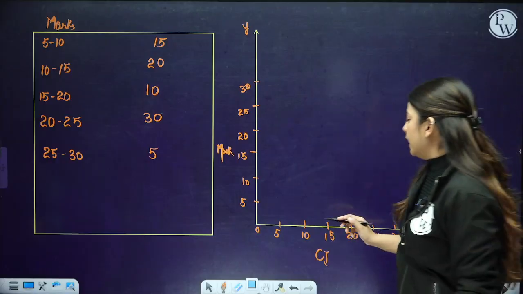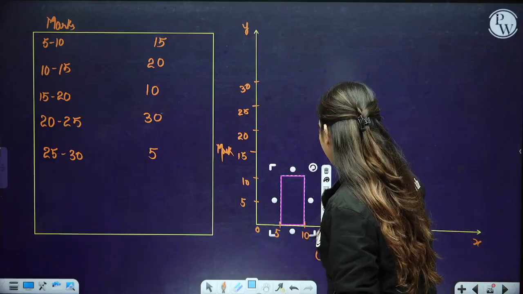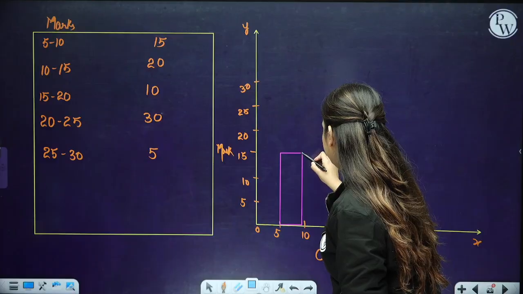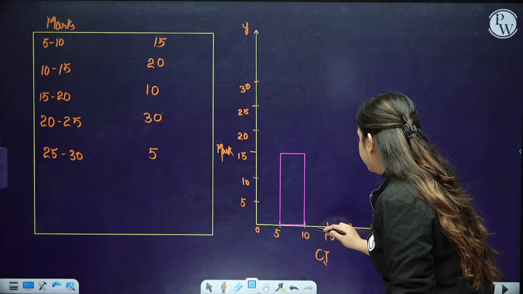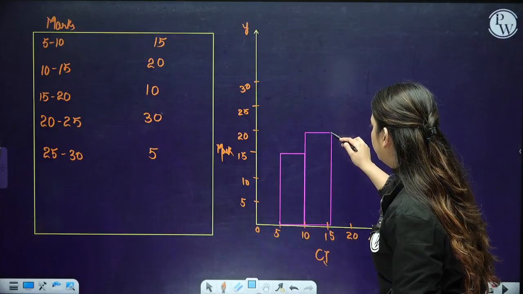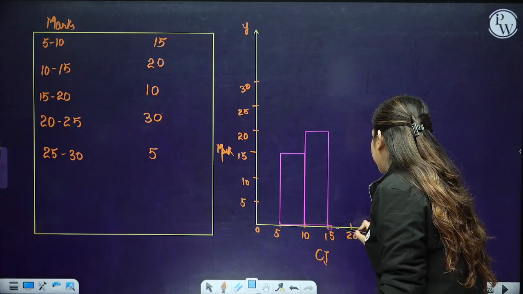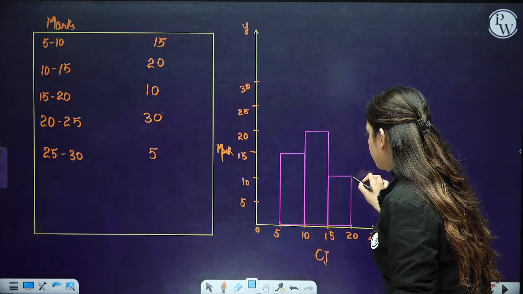Like 0 to 5, 5 to 10, 15 people have got it. So 5 to 10, 15 people have got the marks. Great. Now 10 to 15, 20. So 10 to 15 we have 20 people who have got the marks. Now 15 to 20, 10. So 15 to 20 we have 10 students who got the marks.